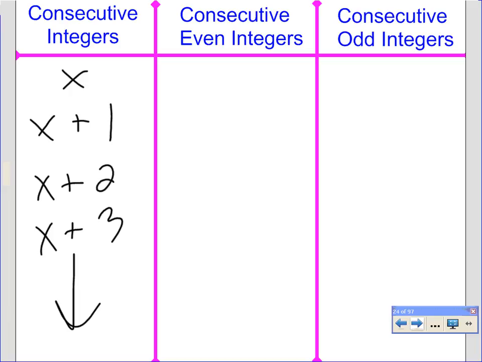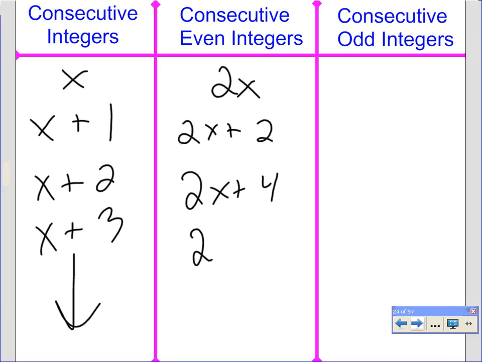All right, someone else, consecutive even integers. How do we represent those? Amanda. Oh, start with 2x. The first one's always 2x. What's the second one? Good. And then keep going if you had to, right? So 2x, 2x plus 2, 2x plus 4, 2x plus 6, keep going.